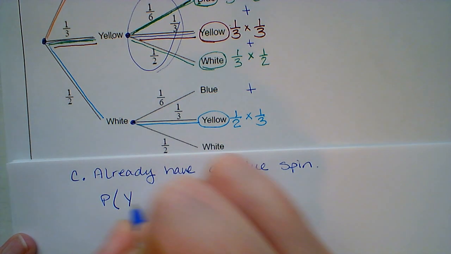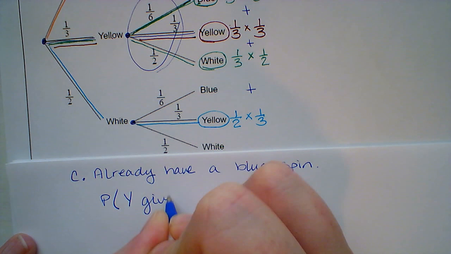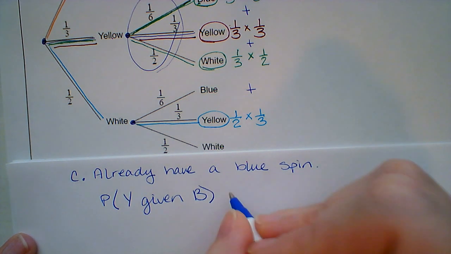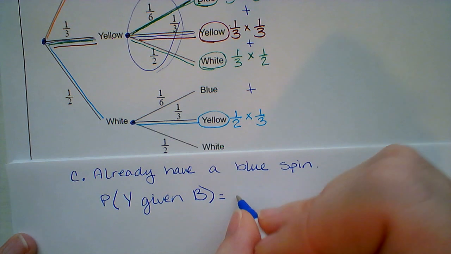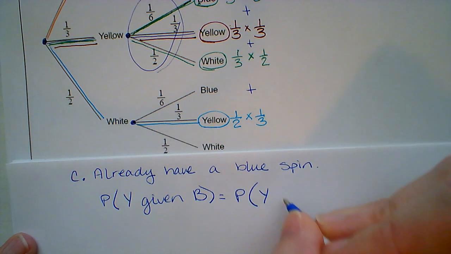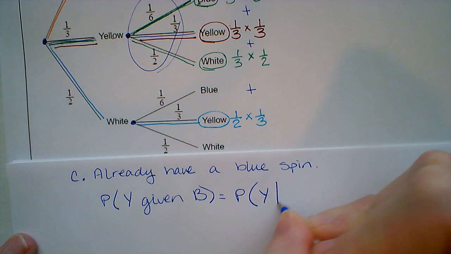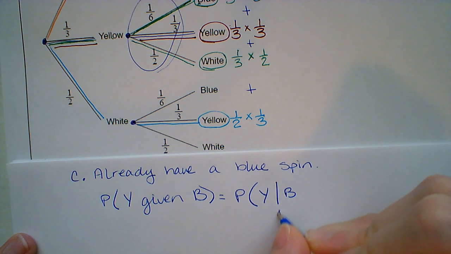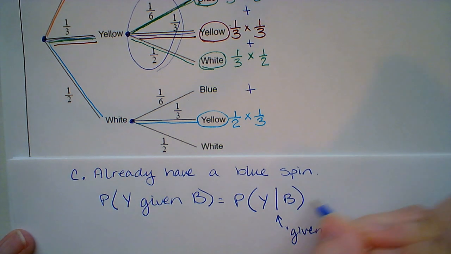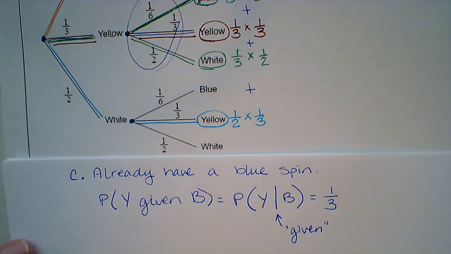So probability yellow given blue. If you watched, I think you actually got this notation in one of the videos. If you didn't, that's okay. We're going to talk about it next week. Yellow given blue. This little line right here means given. So the probability that I spin a yellow given that I already have a blue is 1/3.